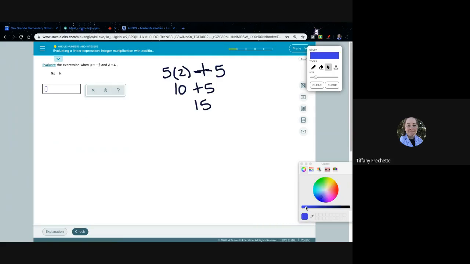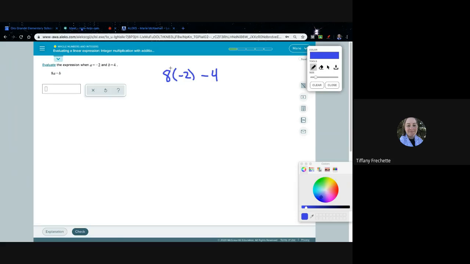Okay, my next one here, let's do the next one in blue. I'll clear this out. Instead of A, I'm going to write -2. Instead of B, I'm going to write 4. I'm just replacing what they've already given me. So I have 8 times, instead of A, -2, minus, instead of B, 4. All right, now we start working through PEMDAS. We don't have parentheses as far as anything to reduce in the parentheses, and we don't have exponents, so let's do multiplication and division.